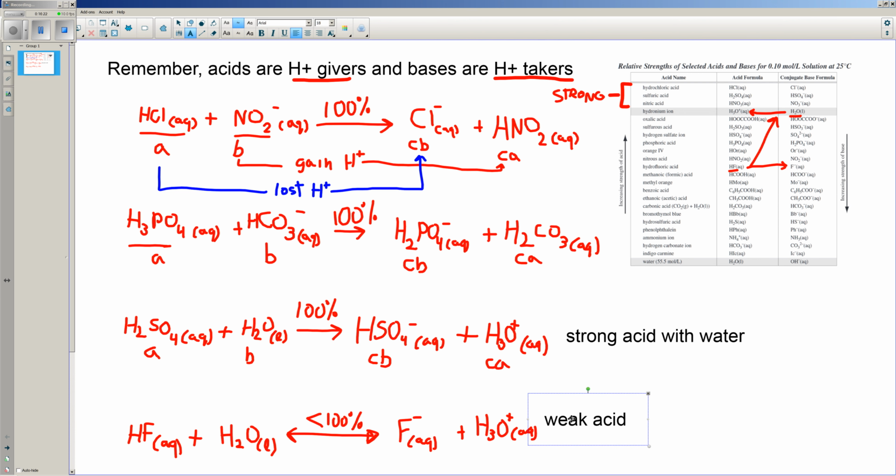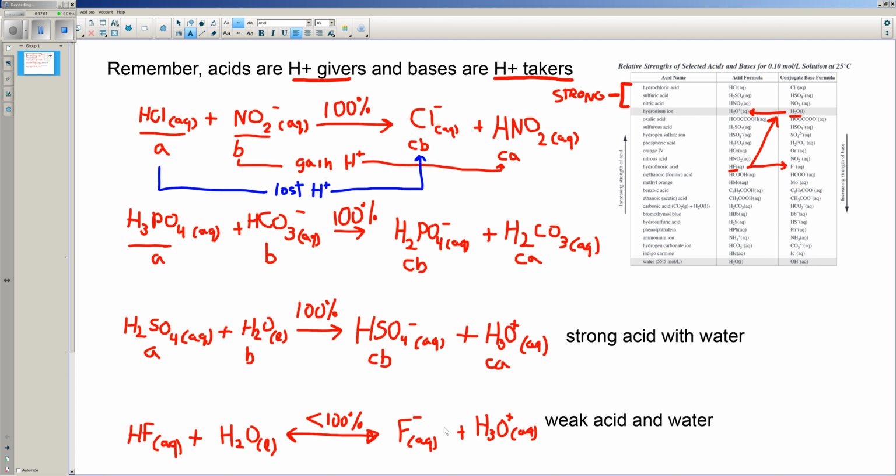What that means is that not all of the HFs are dropping their hydrogens. So say we had, I don't know, 10 molecules of HF and 10 molecules of water. Less than 10 of the HFs are going to donate their protons to the water. It might be like 3 or 4. So that means that even after you mix these two chemicals together, you still have some HF and you still have some water that haven't done the reaction.